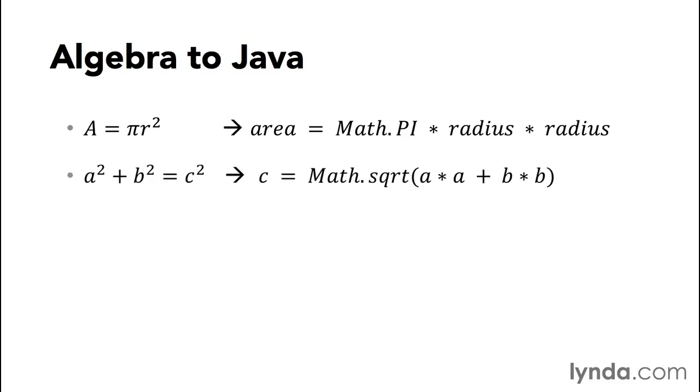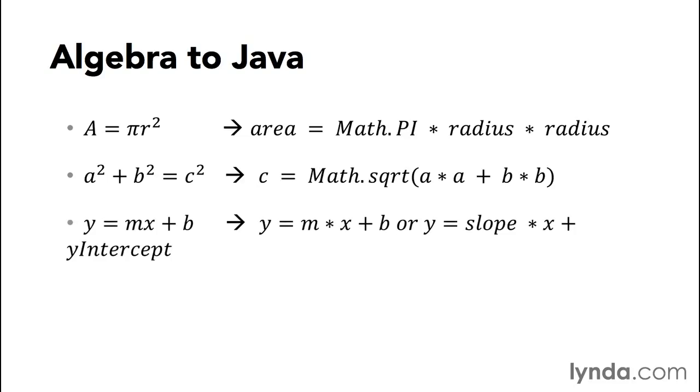A squared plus b squared equals c squared is the Pythagorean theorem, which is used quite often in algebra. We use the variable c to represent the hypotenuse. But to find the value of c, we need to rearrange our equation so that c is on the left-hand side of the equal sign, and c is equal to the square root. Well, we don't have a square root symbol, but we can use the math library again and do Math.sqrt. And in parentheses, we'll say a squared, which is a times a, plus b squared, or b times b.